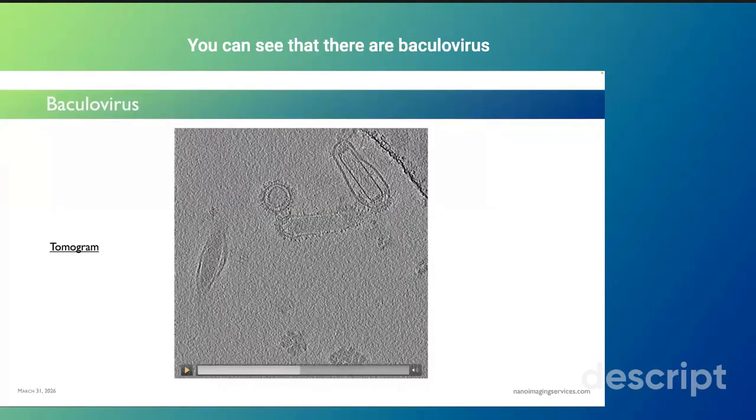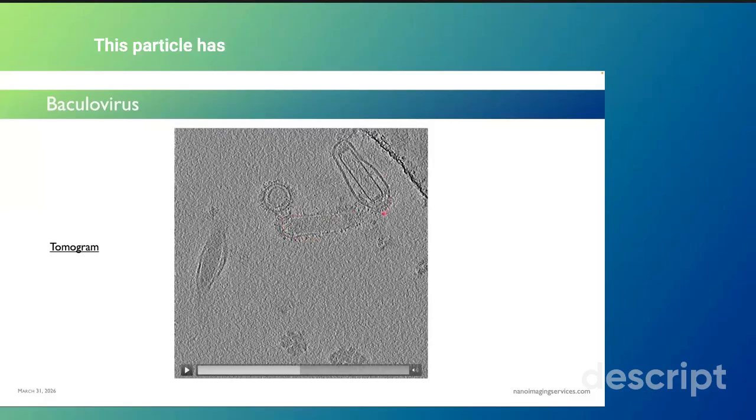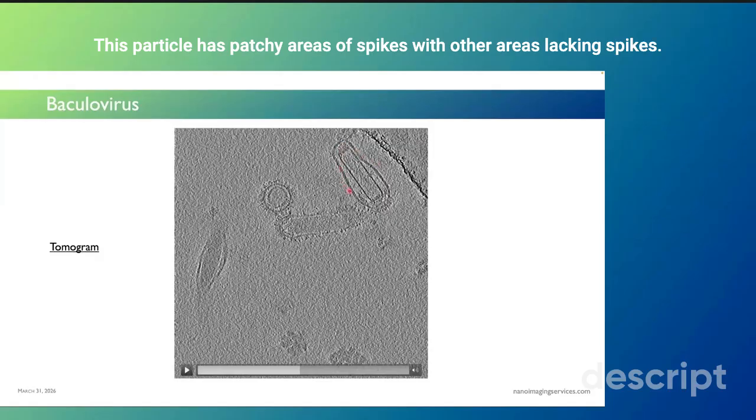You can see that there are baculovirus particles that have an envelope with a certain number of spikes. This particle has a lot of spikes all around its envelope. This particle has patchy areas of spikes with other areas lacking spikes.